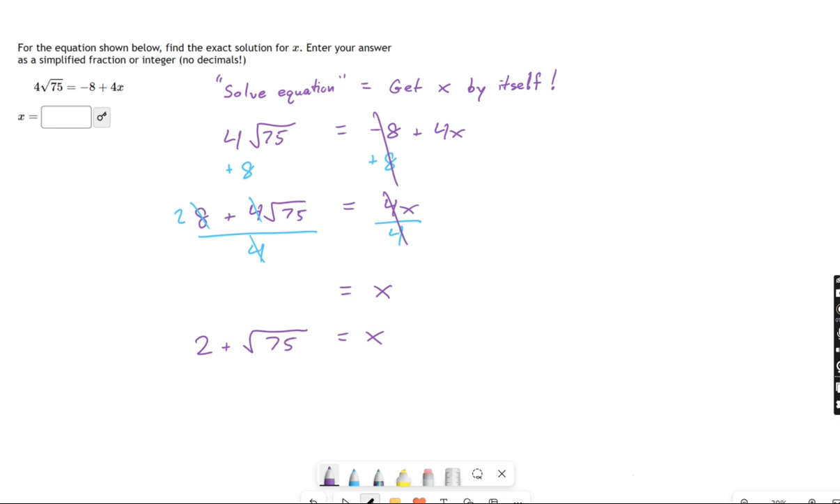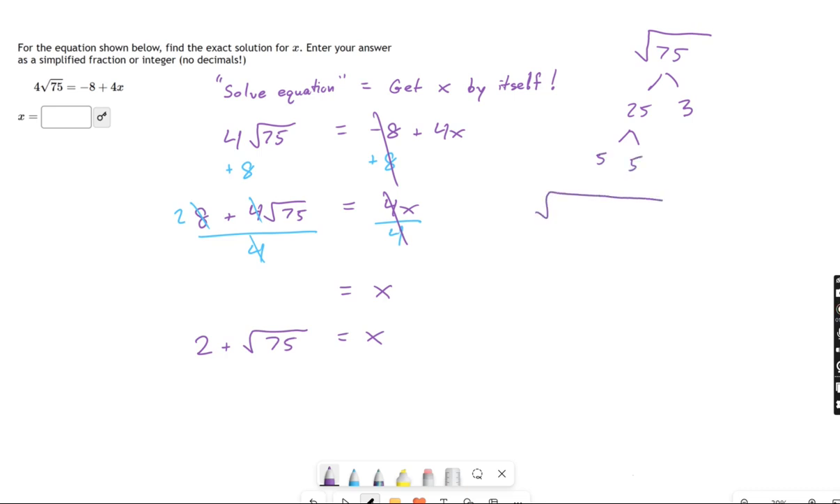Now, if you put that in as your answer, it's probably going to be marked wrong because we could do more to simplify this thing. If you think about square root 75, right, what is that? Well, there's numbers inside 75. 75 is just 25 times 3. And 25 is just 5 times 5.